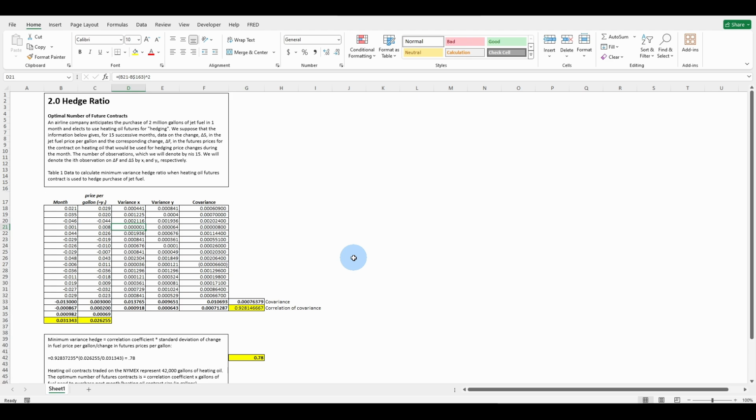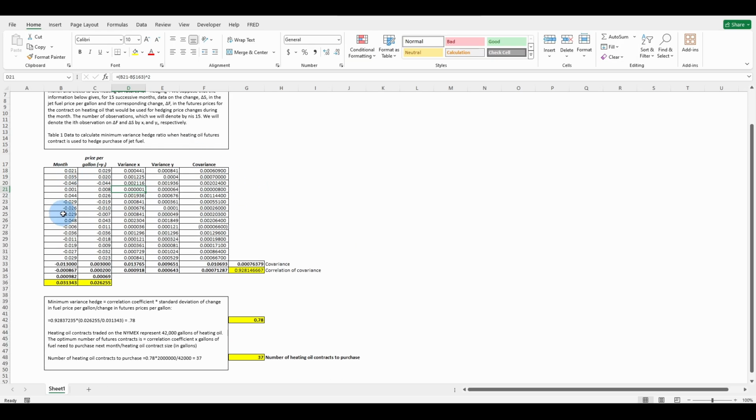We suppose that the information below gives, for 15 successive months, data on the change, delta S, in the jet fuel price per gallon and the corresponding change, delta F, in the futures price for the contract on heating oil that would be used for hedging price changes during the month. The number of observations, which we will denote by n, is 15. We'll denote the observation on the change of F and the change of S by x_i and y_i, respectively. Table 1, just the month, price per gallon.